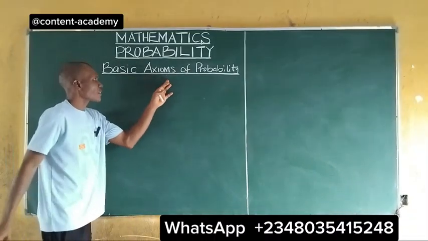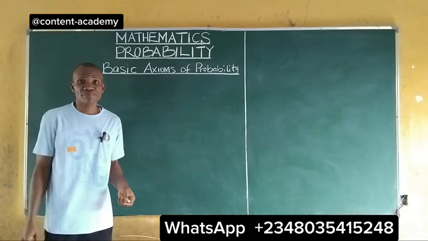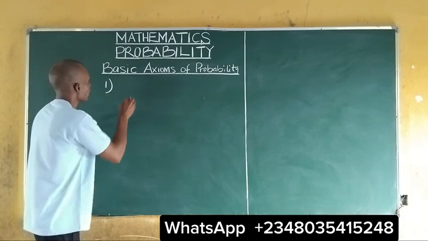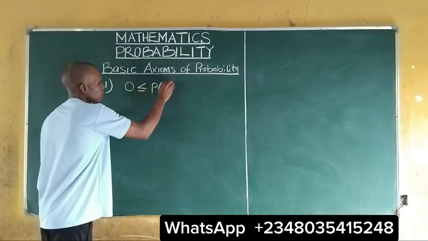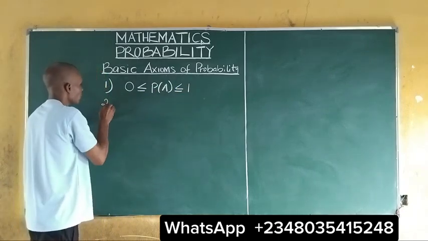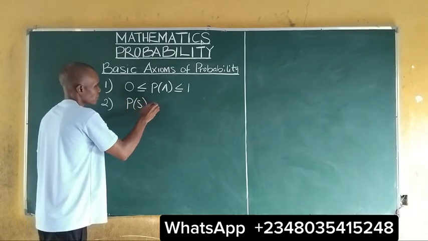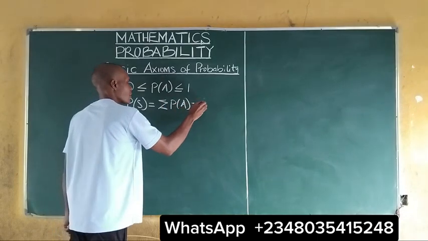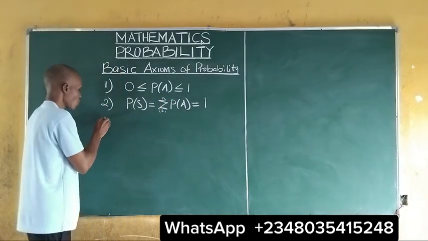Here we discuss the basic axioms of probability. We have three basic axioms of probability. The first axiom states that the probability of A is less than or equal to 1. The second axiom states that the probability of the sample space is equal to 1.